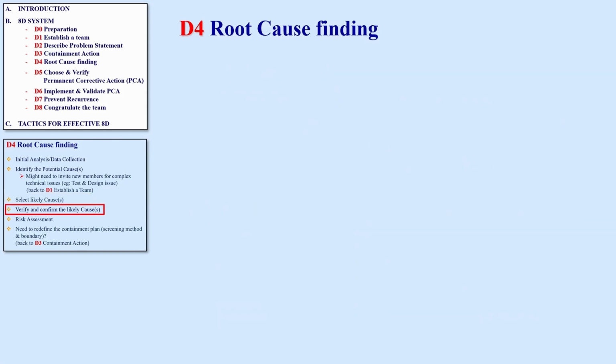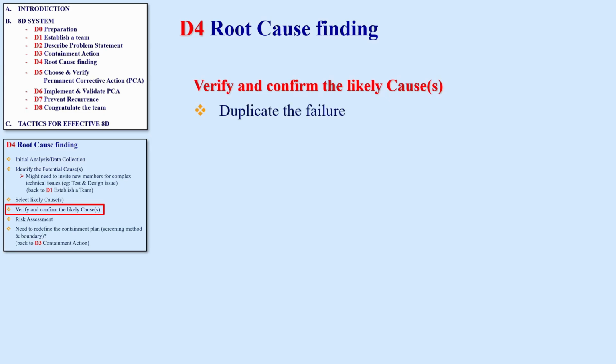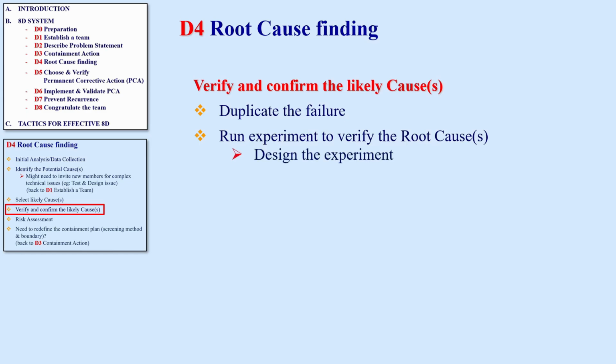Once the likely cause is selected, next is to verify and confirm it. The end in mind is to duplicate the failure, based on the root cause hypothesis. There are times we need to run an experiment. For this case, we need to design an experiment based on the objective. Determine the sample size to be run in the experiment. This is especially important for issues with a low failure rate. A small sample size might not be enough to surface the issue and would underestimate it.